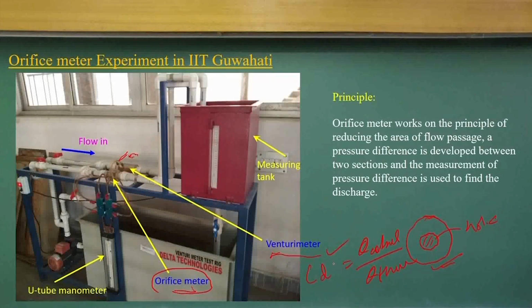That is the reason we introduce the coefficient of discharge, the CD value, which is the ratio between the actual discharge and the theoretical discharge. So, we introduce the coefficient of discharge in this, and many times we have to compute what the coefficient of discharge is.